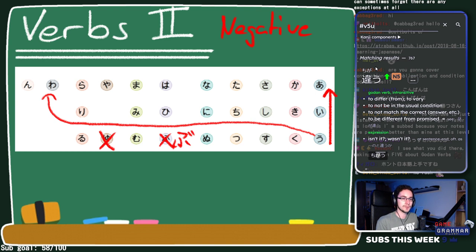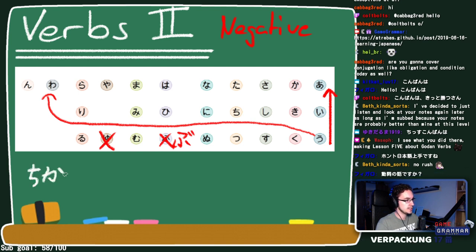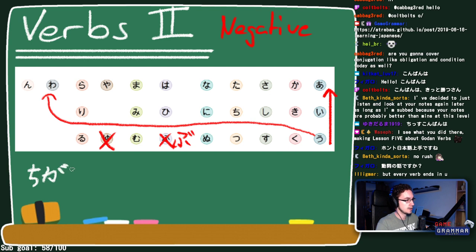違う. 違う means for something to be wrong. 違う, right? To be different. Very simple verb. It's a Godan verb and it ends in U. So our first example will be 違う. I'll note this down in a way so that we can focus nicely on the ending. 違う, okay, with a U at the end.